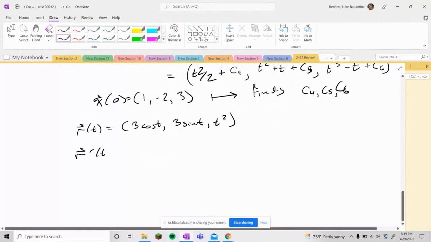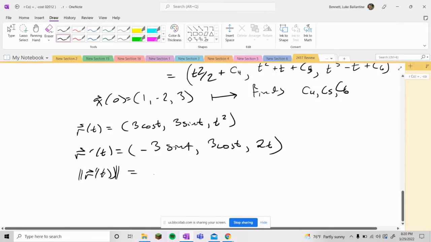So r prime of t is 3 sine, 3 cosine, 2t. Magnitude r prime is square root 9 plus 4t squared. So this 9 comes from the sum of these squares.